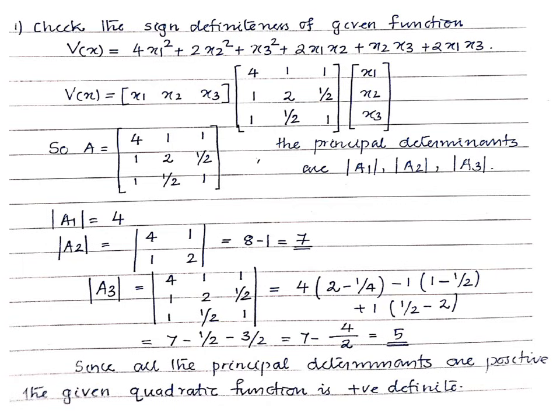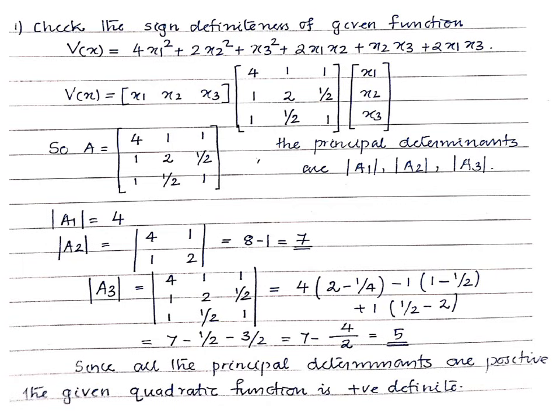How do we find the diagonal elements of matrix A? We know the x1 square, x2 square and x3 square terms of V(x), and we have to take the coefficients of these square terms, that is 4, 2, 1. So we have to arrange these as the diagonal elements of the matrix A. So we put 4, 2, 1 as the diagonal elements.